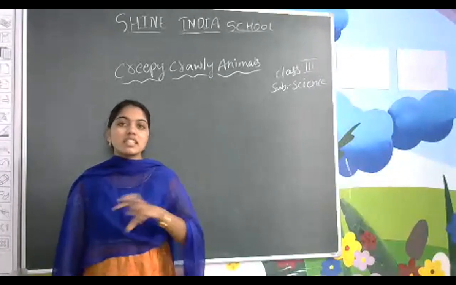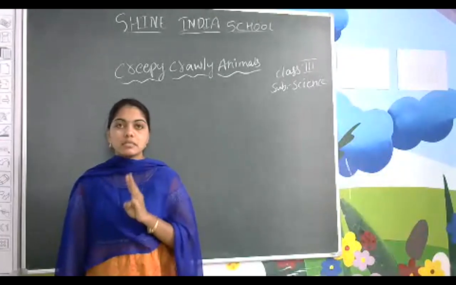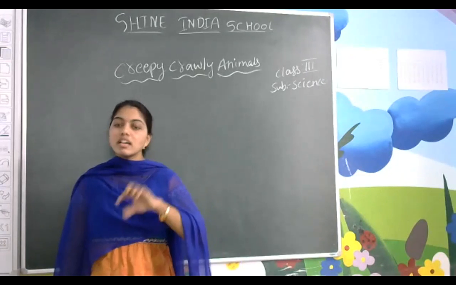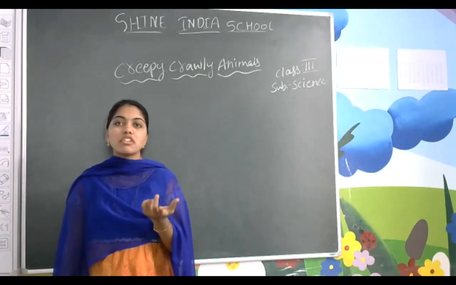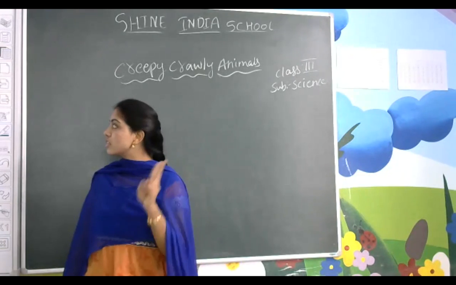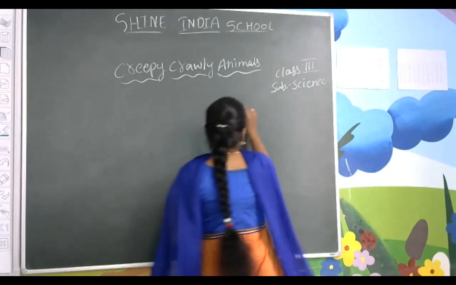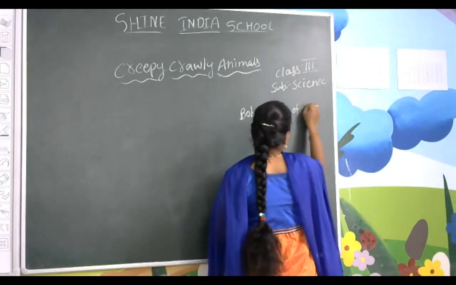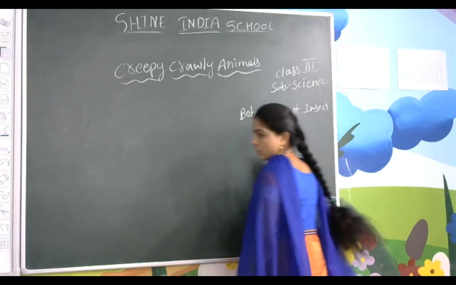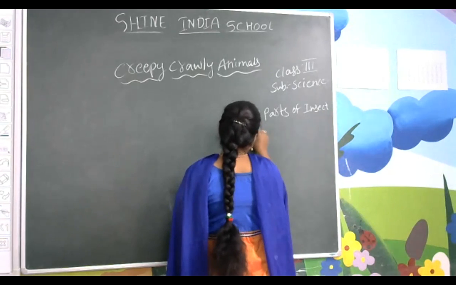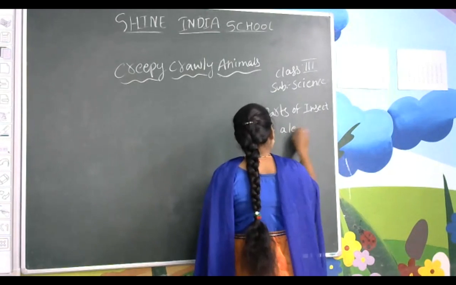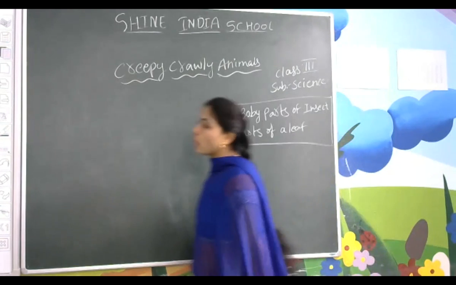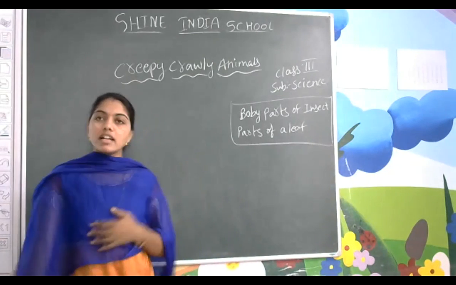We can see the insect body is divided into mainly 3 parts. Body parts of the insect is also a most important diagram. You should practice body parts of the insect as well as parts of a leaf. These are the 2 diagrams you should learn. This is only today's homework. You should draw both the body parts of the insect as well as the parts of the leaf.